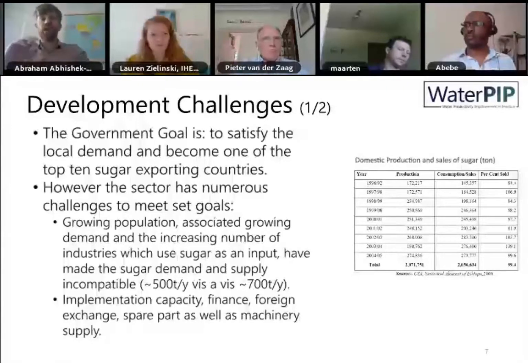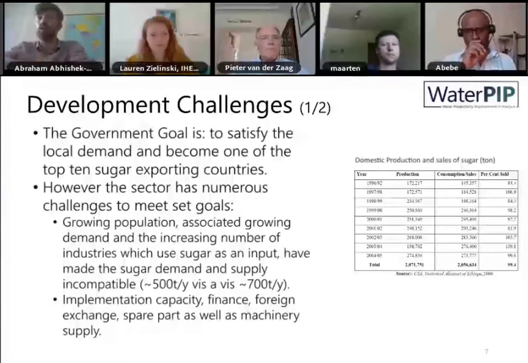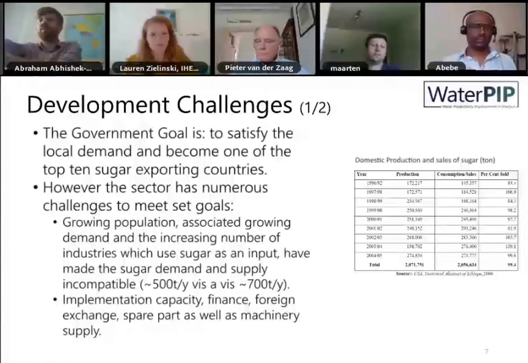However, the sector does have quite a lot of challenges to meet these goals. As I mentioned, the growing population has just meant that the sugar demand has not been able to meet the supply. And that relates to the implementation capacity, the finance available, foreign exchange, spare parts, as well as machinery supply, which also was highlighted by Abera's presentation, that all the spare parts for the drag lines, etc., all have to be bought with foreign currency, and that is a very big challenge.